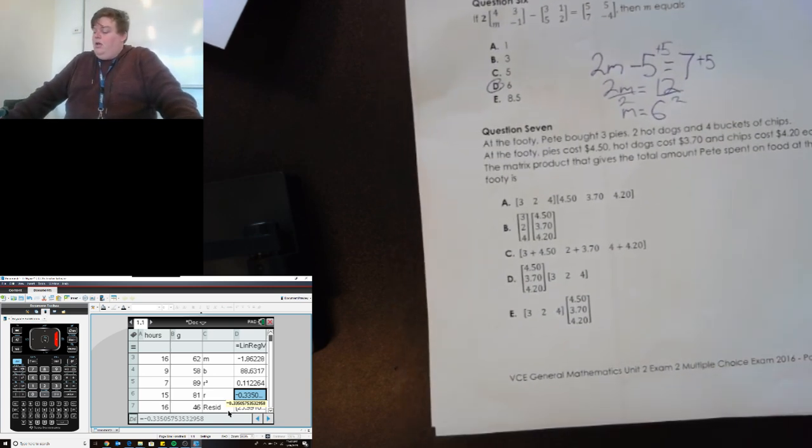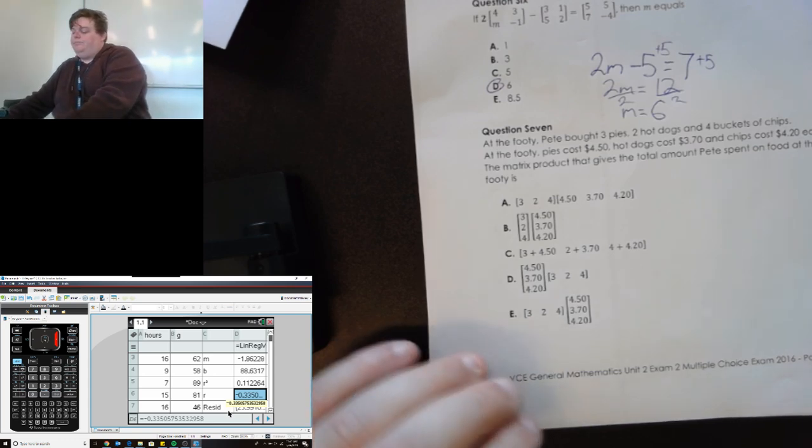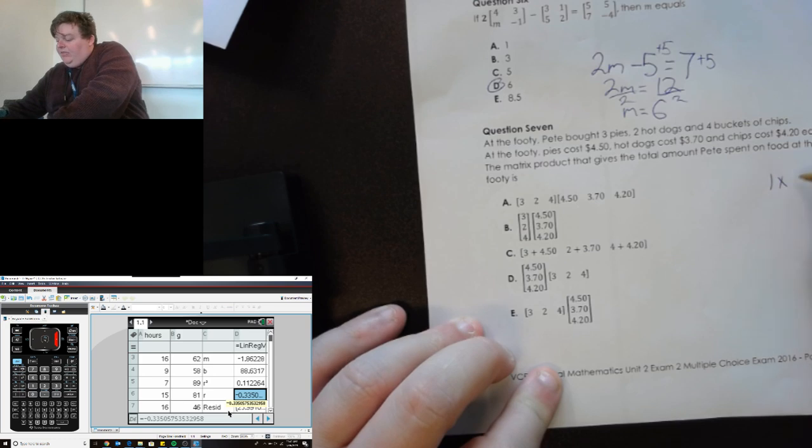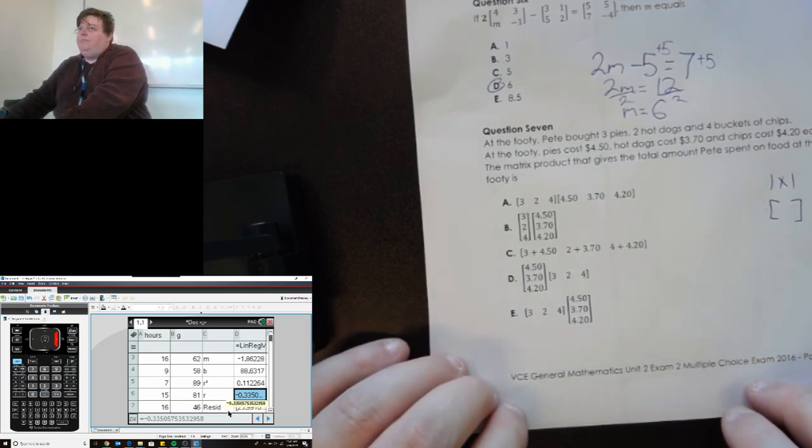Next question. At the footy, Pete bought 3 pies, 2 hot dogs and 4 buckets of chips. At the footy, pies cost $4.50, hot dogs cost $3.70 and chips cost $4.20. The matrix product that gives the amount Pete spent on food at the footy is. Alright, so if we want to find the total amount, we want a matrix that ends as a 1 by 1 that just has the amount spent, right?